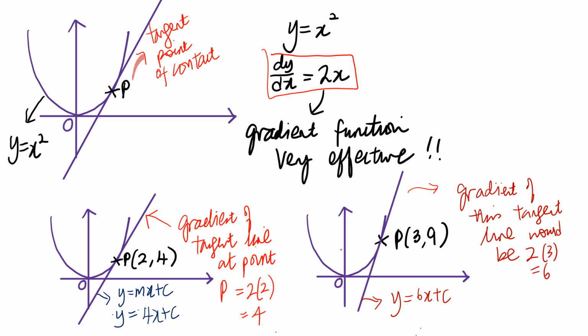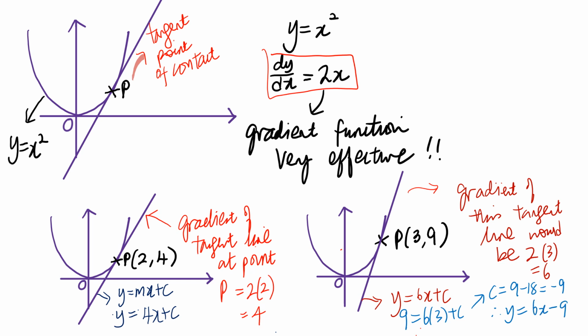How do you find the c? Never mind, I'll show it to you again. You just substitute your y coordinate to be 9 and your x to be 3, so 9 equals 6 times 3 plus c. From there, c is your y-intercept value. 9 minus 18 gives you negative 9. So therefore, the equation of that tangent line will be y equals 6x minus 9.